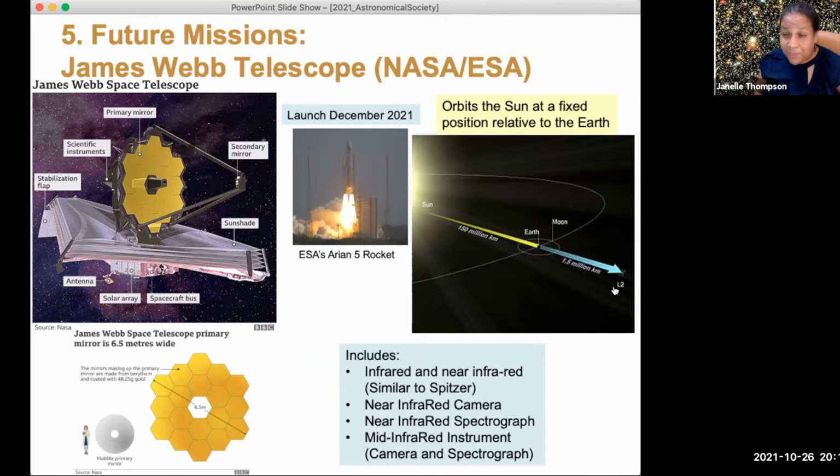And so the launch has been delayed many, many times, and most recently, of course, due to COVID, but the current launch date is sometime in December. So it'll be a fun Christmas present for those of us who like space-based telescope observing.